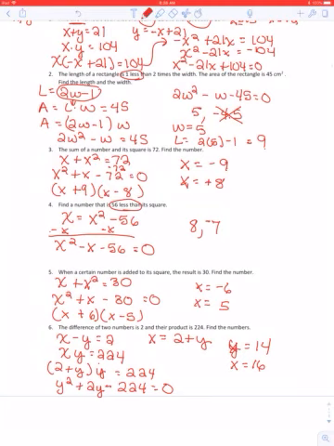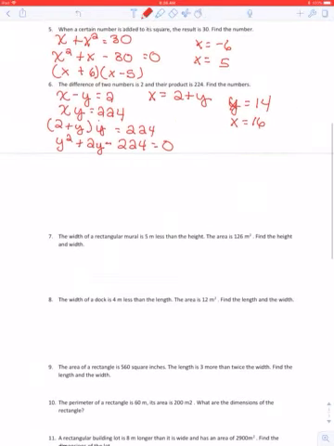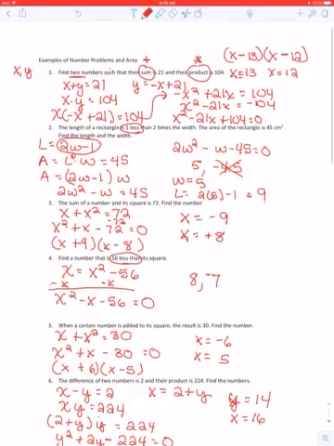Okay, that's how you would do those. I want you to finish the problems 7 through 12, and then you do the try at the bottom as well.